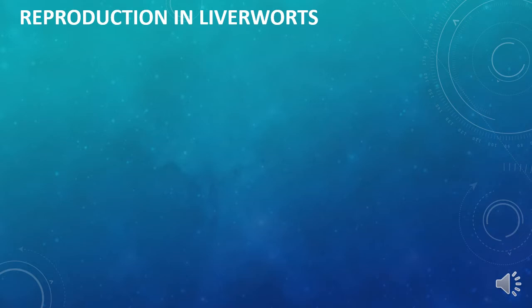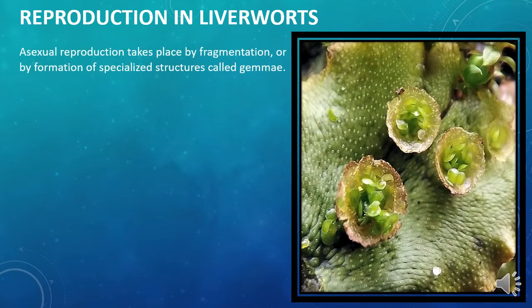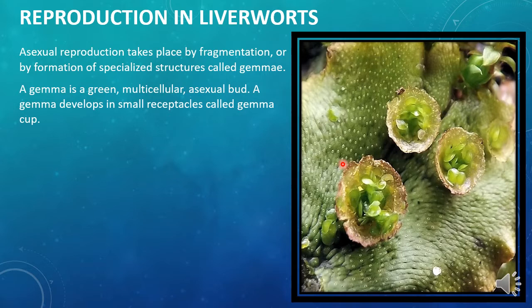Coming to reproduction in liverworts. Asexual reproduction takes place by fragmentation or by formation of specialized structures called gemmae. So asexual reproduction can take place by both fragmentation and also by a unique structure called gemmae. See, this is gemmae. A gemma is a green multicellular asexual bud. The plural form is gemmae and the singular form is gemma.